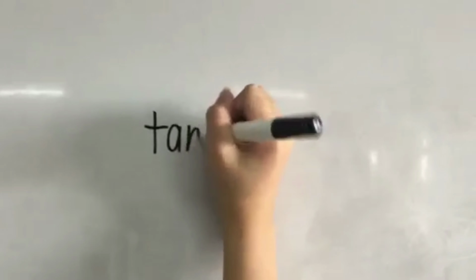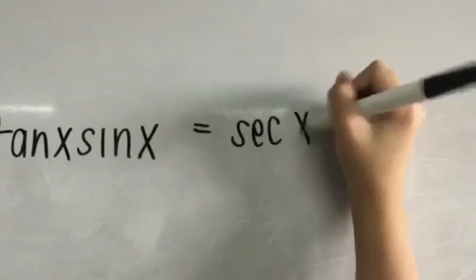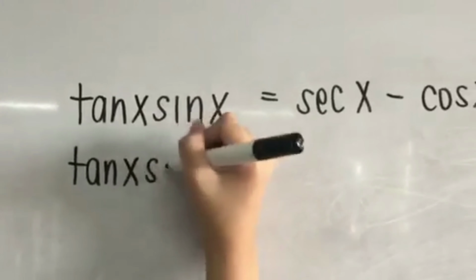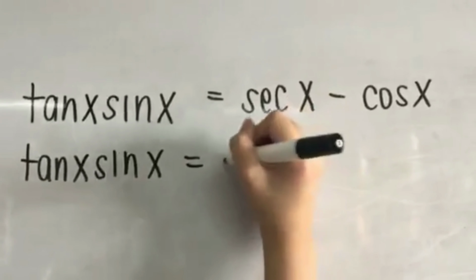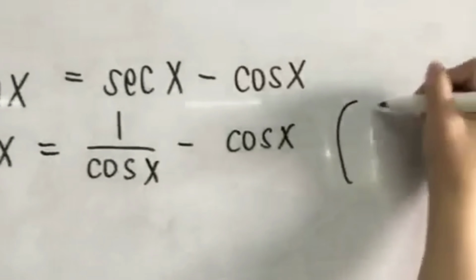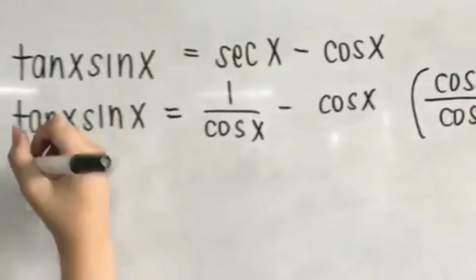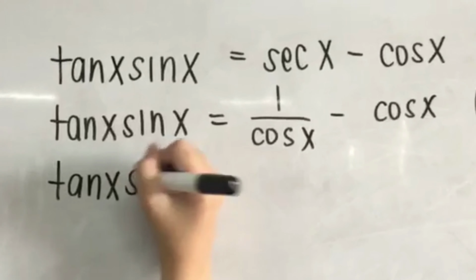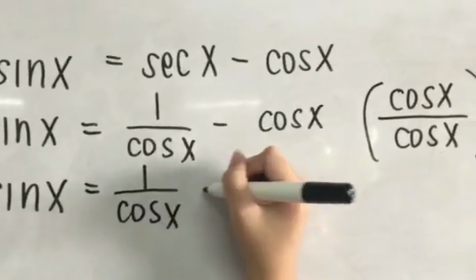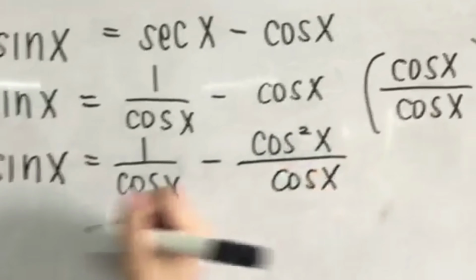For our next problem, we have tan x sine x equals secant x minus cosine x. Using the reciprocal identities, simplify secant x to 1 over cosine x and subtract it from cosine x, which is at its simplest form. Then multiply it by cosine x over cosine x to make your equation possible. Then you will be having 1 over cosine x minus cosine squared x over cosine x.